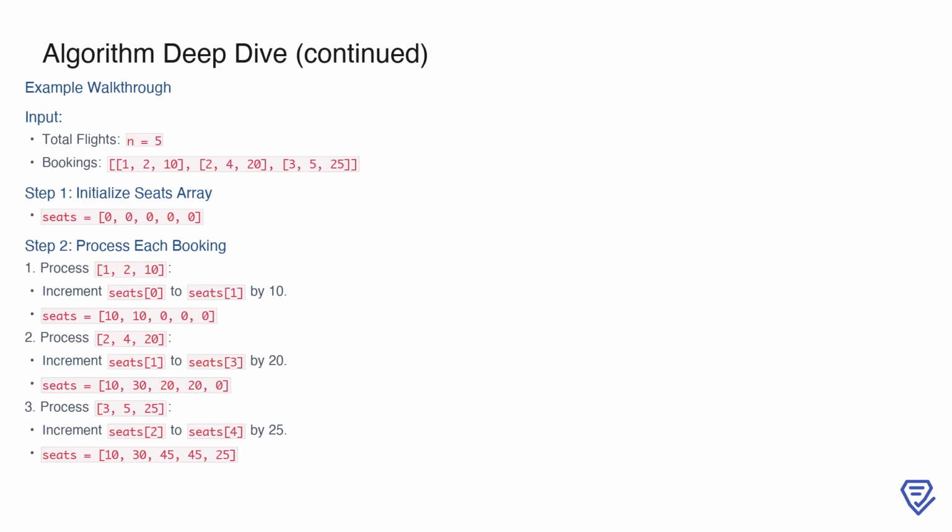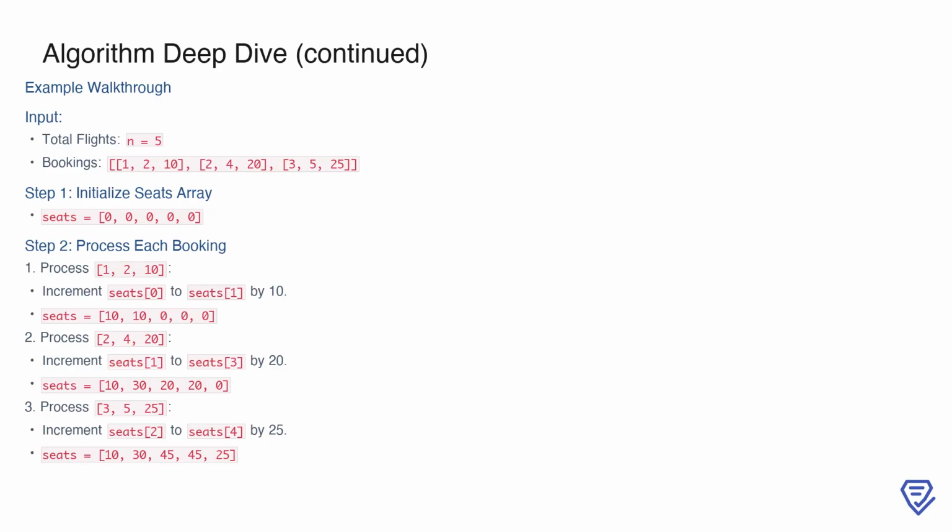Suppose we have 5 flights and 3 booking requests: 1, 2, 10; 2, 4, 20; and 3, 5, 25. First, we initialize the seats array as 0, 0, 0, 0, 0. Then, we process each booking one by one. For the first booking, 1, 2, 10, we increment the values at indices 0 and 1 by 10, resulting in the array 10, 10, 0, 0, 0. Next, we handle 2, 4, 20, incrementing indices 1 through 3 by 20.